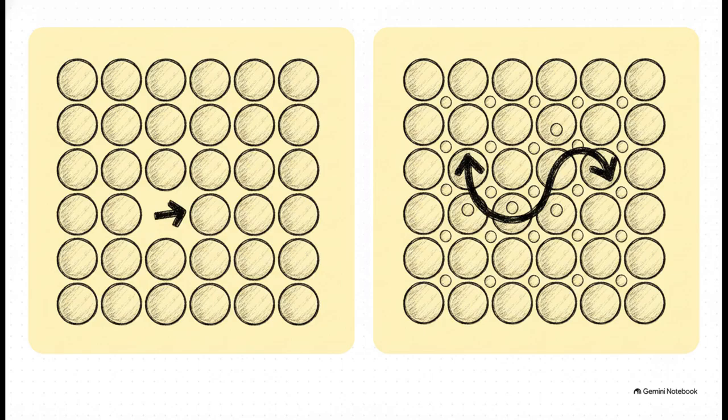Think of an incredibly crowded room full of adults. If an adult wants to move across the room, they have to wait for an empty spot to open up and step into it. That's vacancy diffusion, and as you can guess, it's pretty slow. But if a small child wants to cross that same room, they can easily duck and weave through the gaps between the adults without needing a whole empty space to open up. That's interstitial diffusion, and because of that, it happens much, much more rapidly.